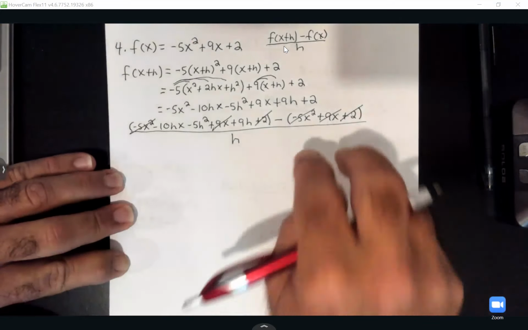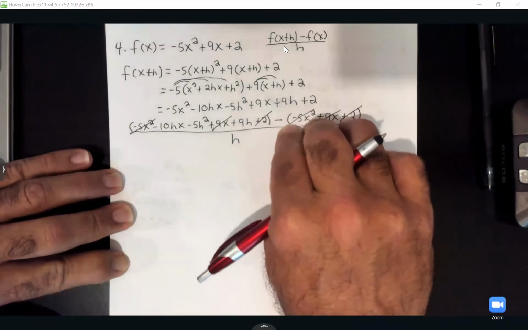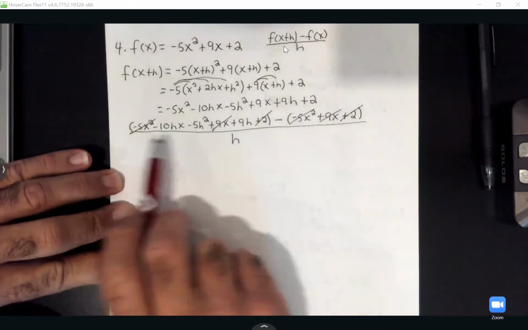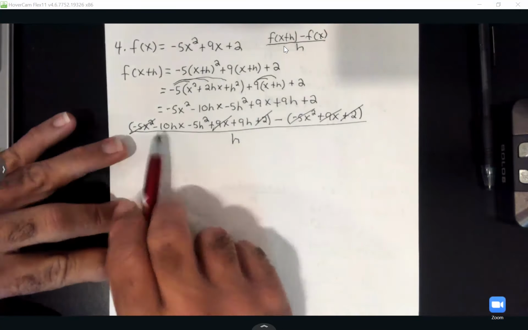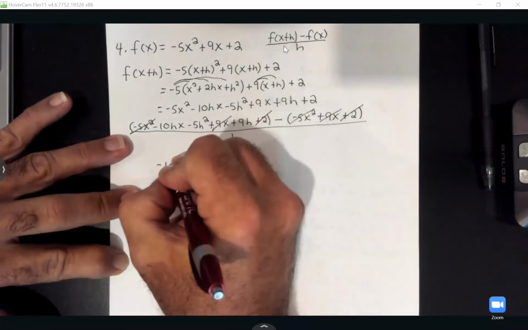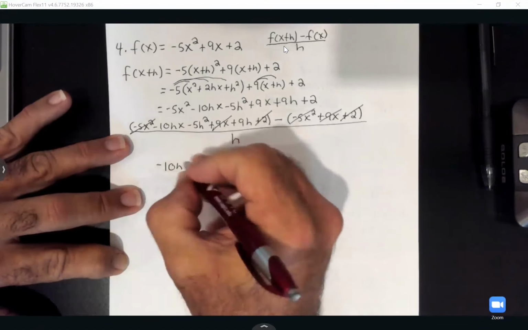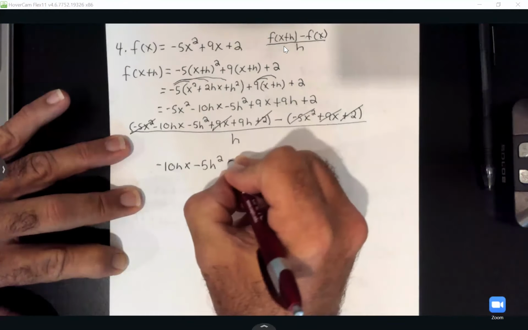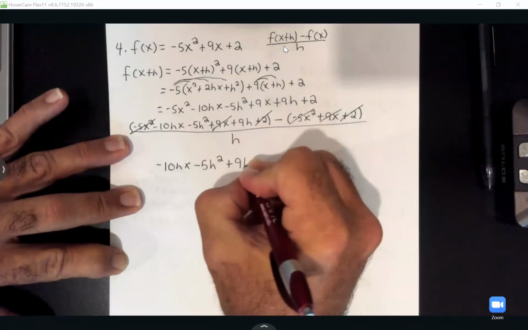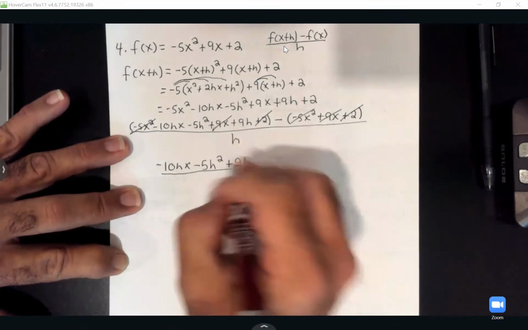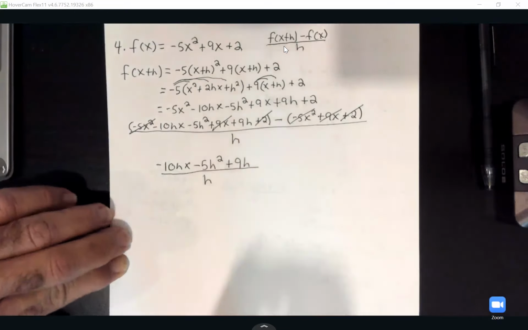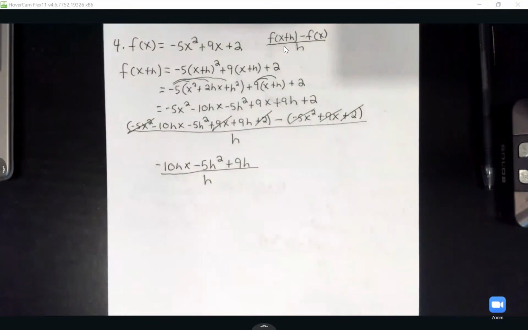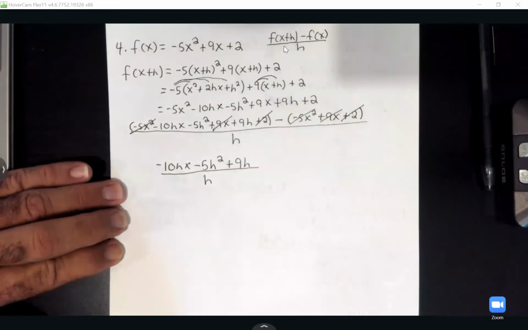Make sure at this point that everything that's an f of x cancels over here. So that's going to shorten it down a little bit. All that's left is the -10hx minus the 5h squared plus the 9h all divided by h. So y'all, my question of the day would be, what would my final answer be? Any guesses?